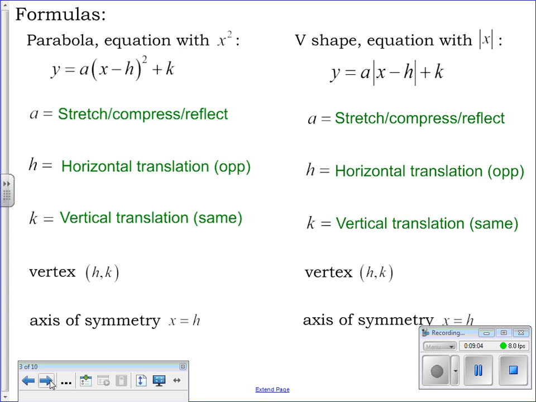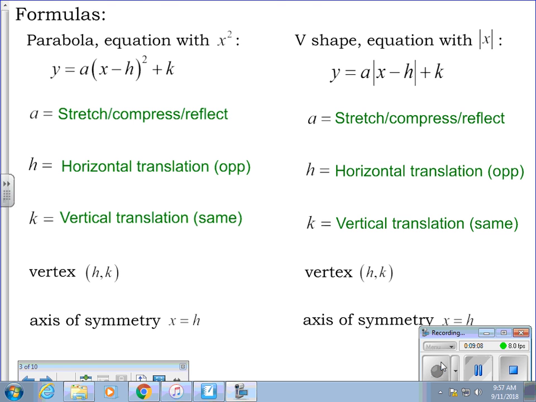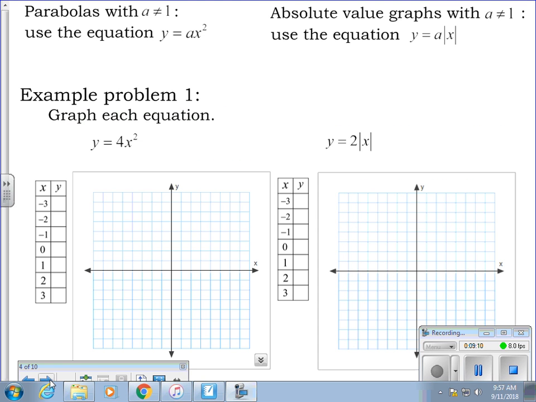Okay. So here's what I want you to do. We'll pause it for a second. Okay, so if you look at the next page, your next set of notes, it says graph it. Now, it's got a table of values set up. You can do the table of values if you really want to.